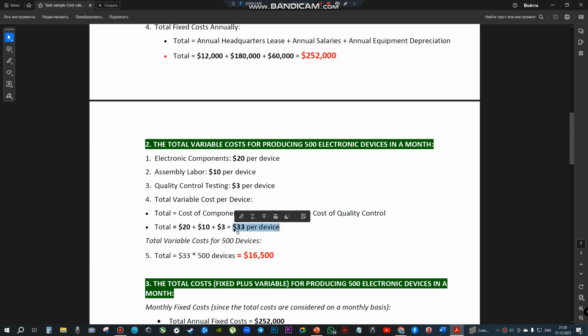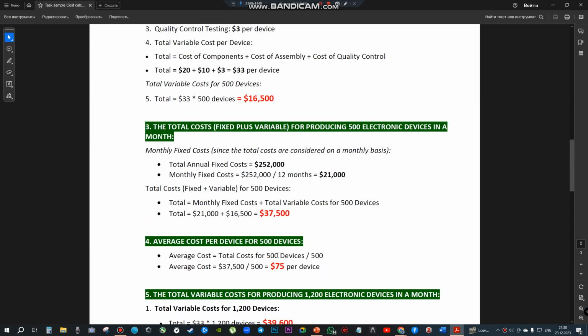And everything we have to do is just to multiply 33 by 500 devices, and result we have $16,500. Done. Sub question number 3 involves the calculation of the total cost, which include both fixed and variable, combined for producing 500 electronic devices in a month.